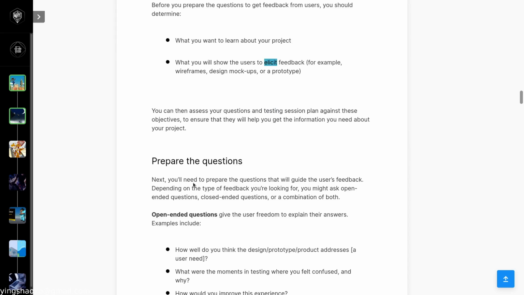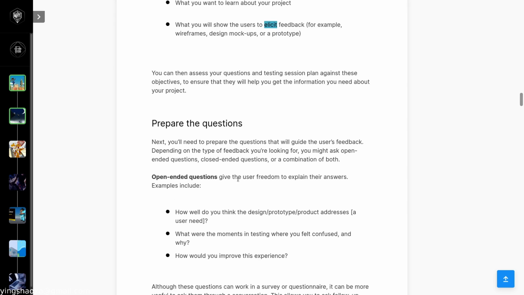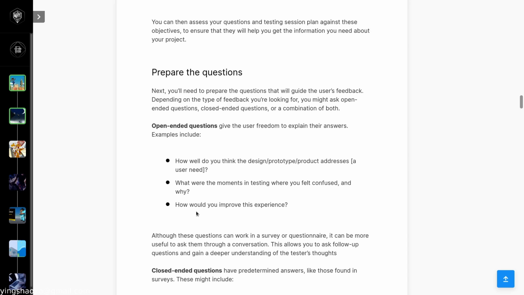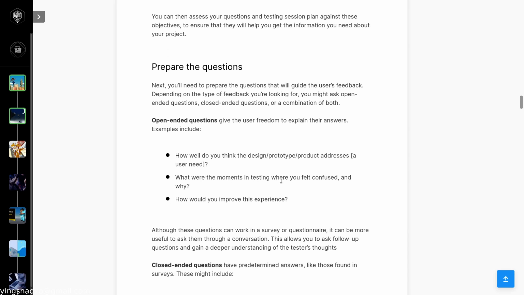Prepare the questions. Next, you will need to prepare the questions that will guide the user's experience or the feedback. Depending on the type of feedback you are looking for, you might ask open-ended questions, closed-ended questions, or a combination of both. Open-ended questions give the user freedom to explain their answers. Examples include: how well do you think the design or prototype or product addresses a user need? What were the moments in testing where you felt confused and why? How would you improve this experience?